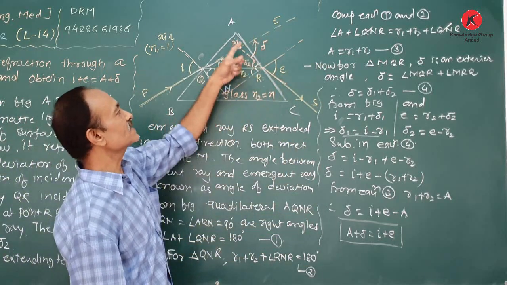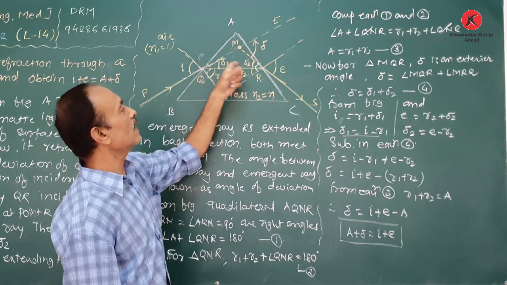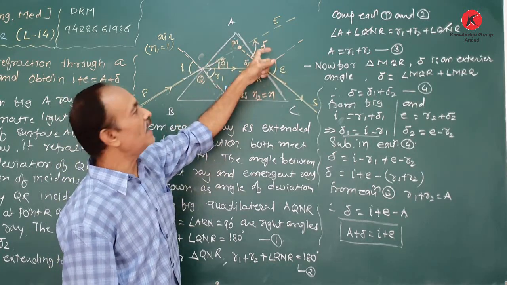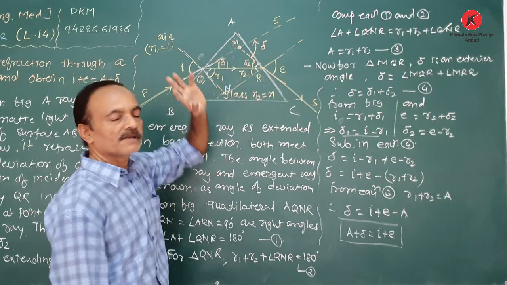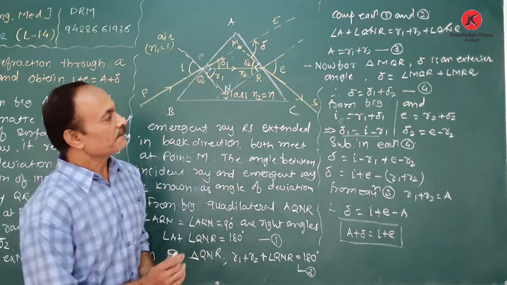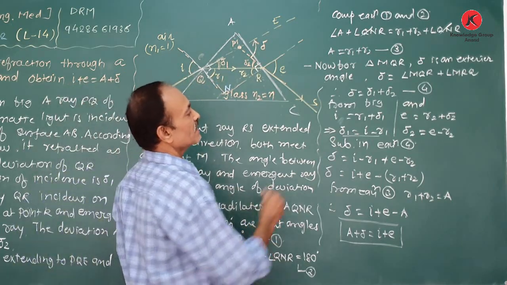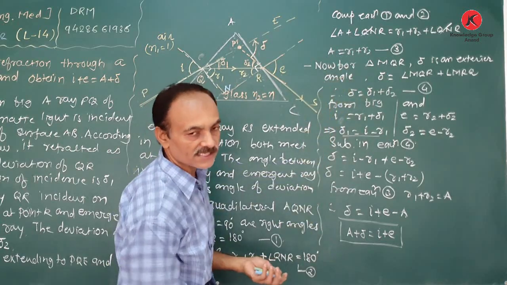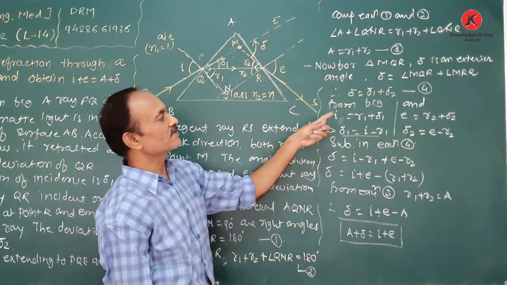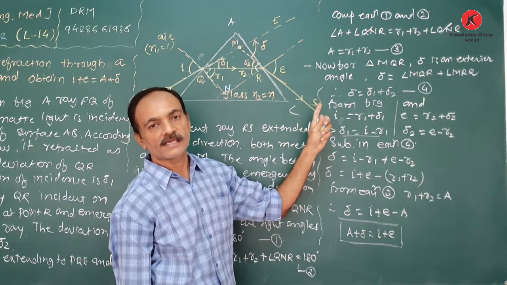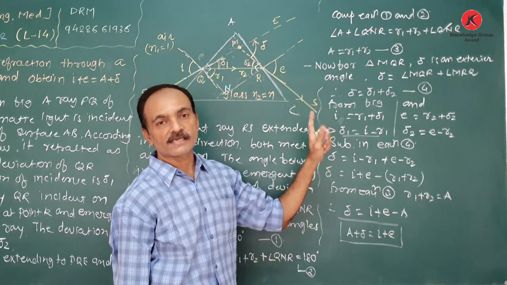After that, considering the triangle MQR, delta is an exterior angle. Therefore, delta is equal to delta 1 plus delta 2. After obtaining this equation, delta is equal to delta 1 plus delta 2, we substitute the values of delta 1 and delta 2. How do we obtain delta 1 and delta 2?